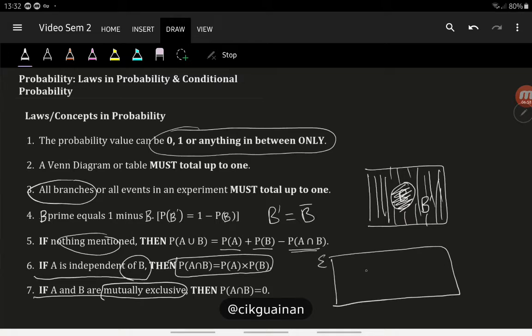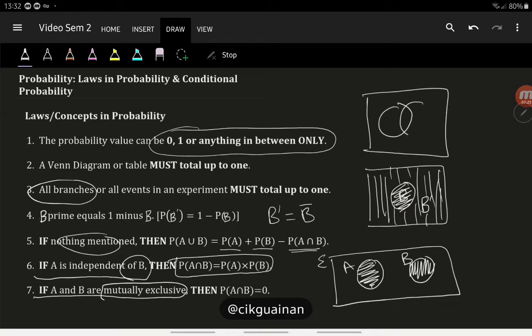So this is the Venn diagram. This is A and this is B. This is an example where A and B are mutually exclusive. Mutually exclusive means there is no intersection between them. As you can see, A is separate from B. This is one example of A and B not being mutually exclusive.